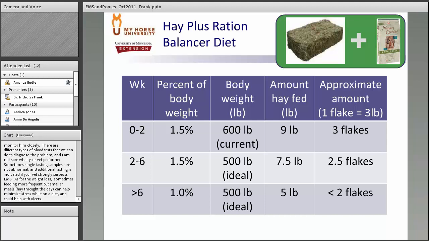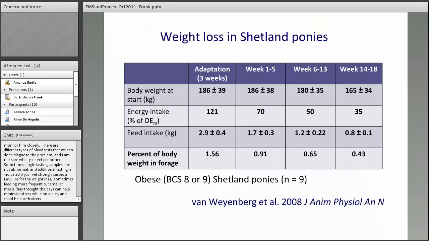If that doesn't work, we're down to 1%, which is less than 2 flakes of hay a day. This is a low amount of feed, and we have to recognize that this is difficult then for some animals to deal with this smaller amount of feed and still maintain their normal welfare. And again, this is where giving them some exercise, a companion, and so on, can offset that to a degree.